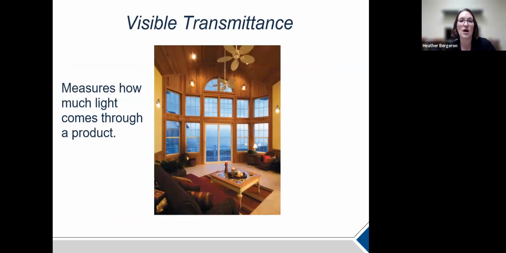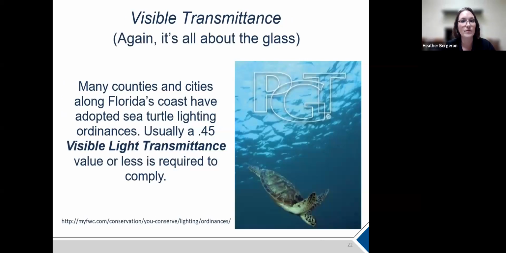As I mentioned before, visible transmittance measures how much light is coming through a product. There are many different manufacturers out there that now have more glass. So you want to make sure that we also have lower numbers on those VTs. So all about the glass.